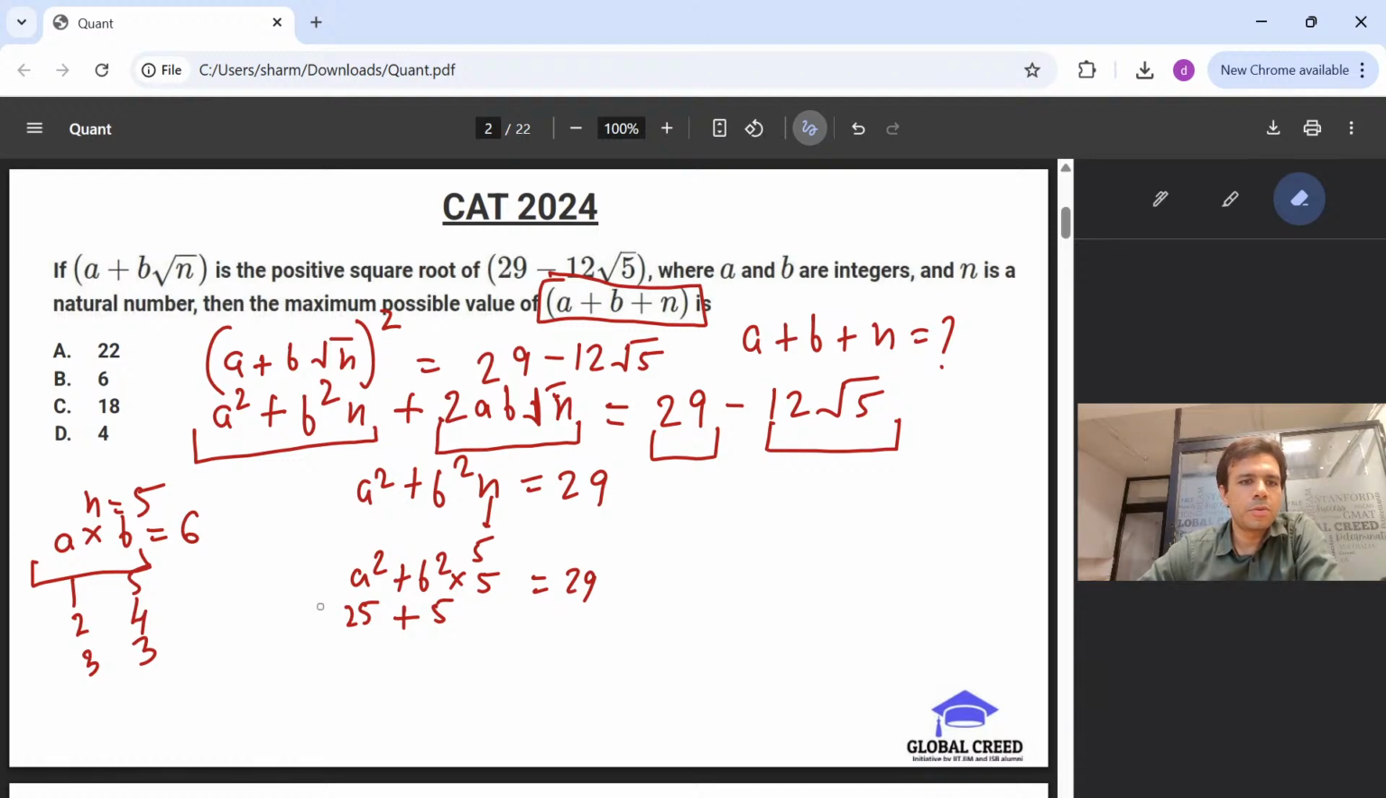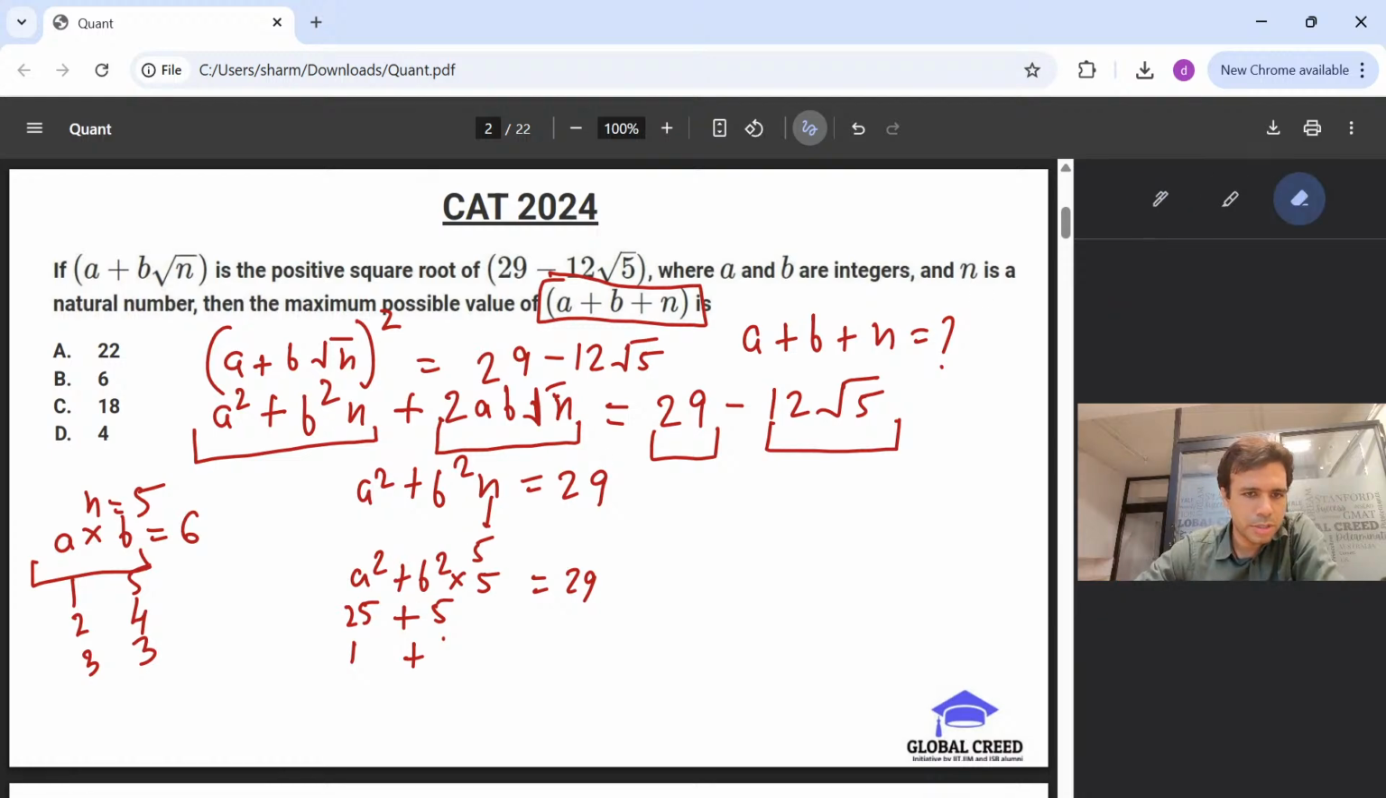Now what do we do in that case? Let's try the other way around. So I need a square plus b square n to be equal to, we have to get the value where we can end up with 29. So if I now take a and b as 4 and 2, let's try 4 and 2. If you try 4 and 2, 4 squared will be 16, and here 4 times 5 is 20, which will again give me 30. So again 30 is not a possibility.